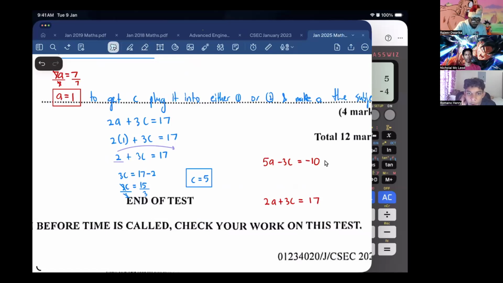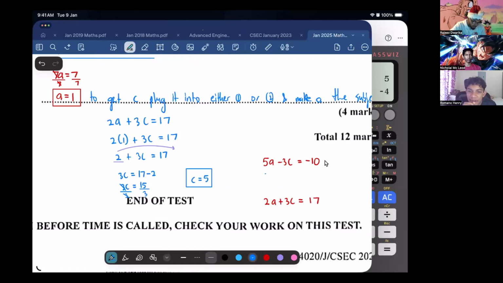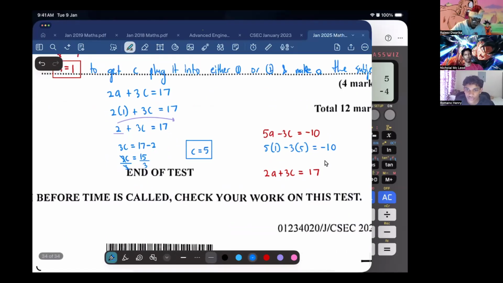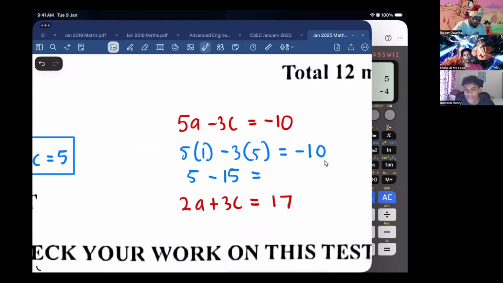And so we know A is 1. So anywhere that I see A, what would I write? 1. Anywhere that I see C, what am I going to write? 5. And if we are correct, what is it supposed to be equal to? -10. -10, sir. What is 5 by 1? 5. What is minus 3 by 5? -15. Nah, Kimmy, that's -15. Alright. If you're confused, watch this. What is 3 by 5? 15. Okay, write the 15.